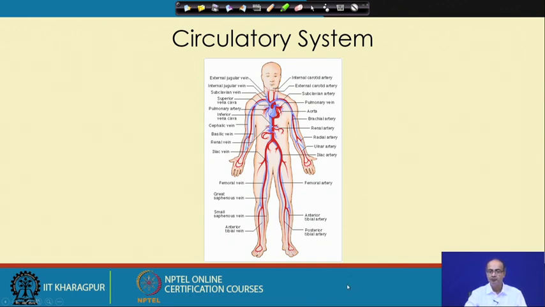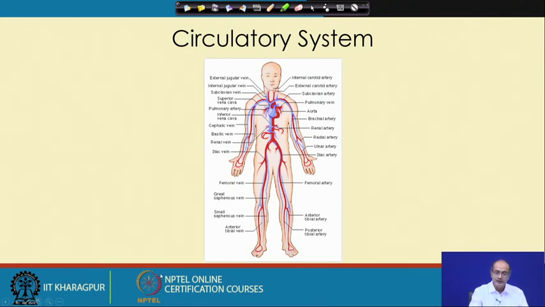And another interesting thing to look at, that we have actually copied many a thing. From the heart we learned the concept of the pump. From the hinges in human bones, we have learned to create the hinges that we use in our mechanical design. So, a lot of things we learn from the human body.